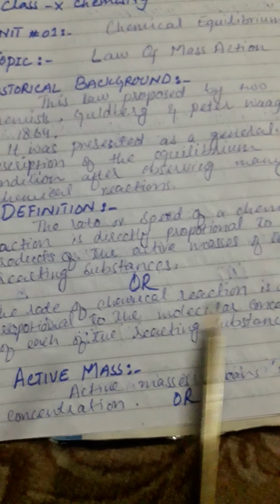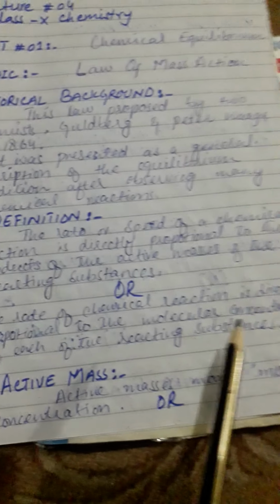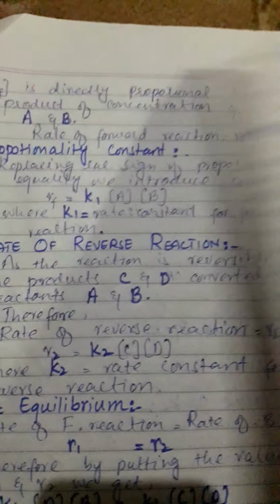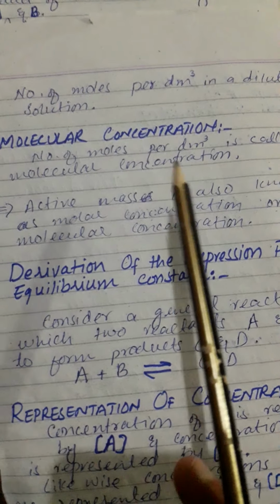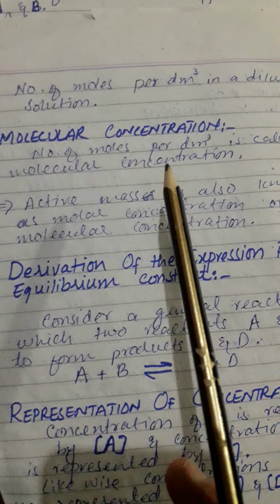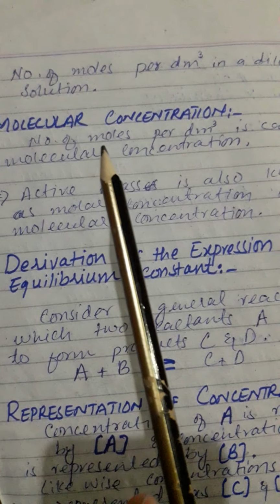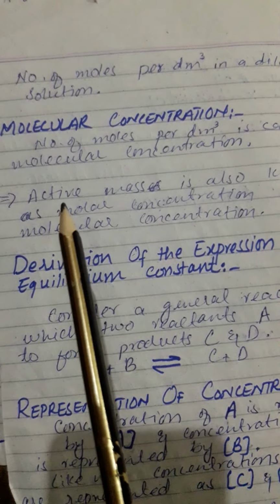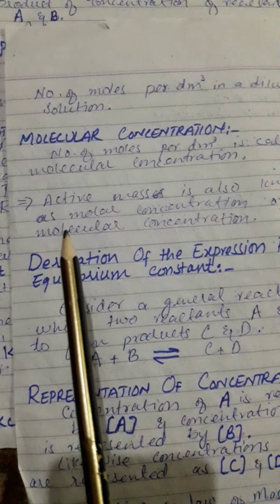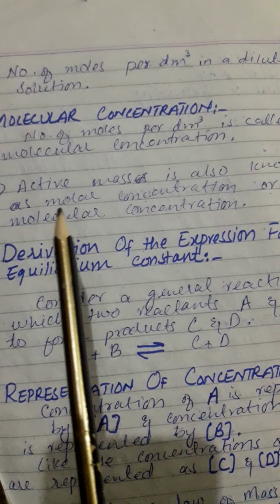In this definition, what does it mean by the molecular concentration? Molecular concentration means the number of moles per decimeter cube. It means that in any dilute solution, how many moles of each reactant are dissolving or reacting. Active mass is also known as the molecular concentration or molar concentration.